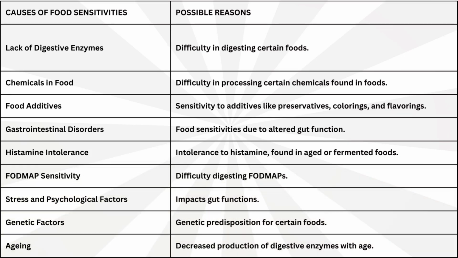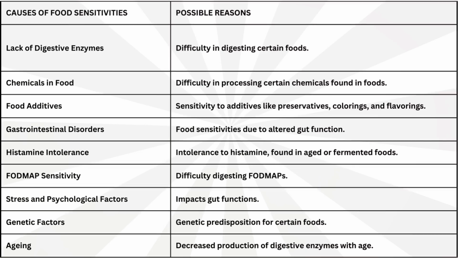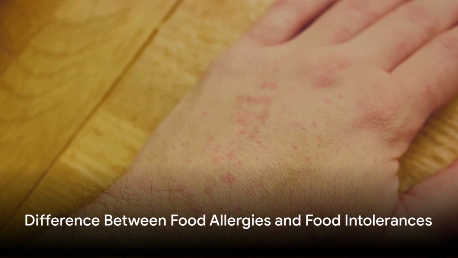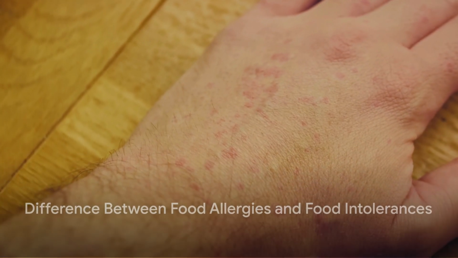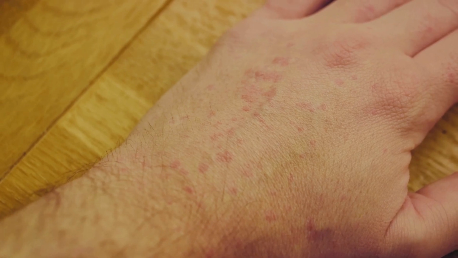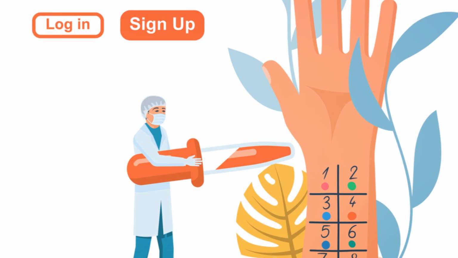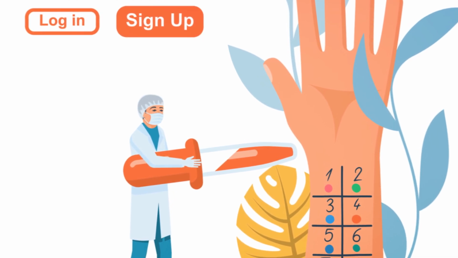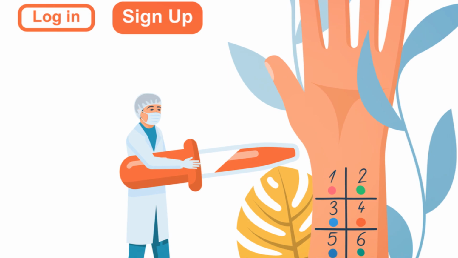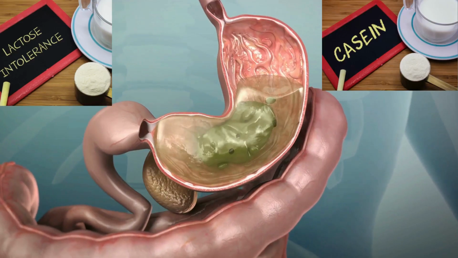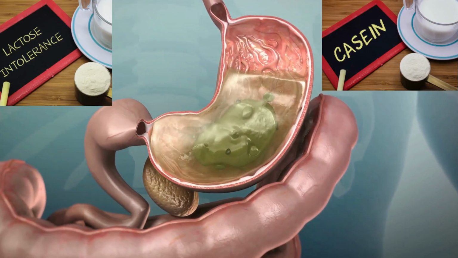Next, let us review this table of 9 categories of food sensitivities that you should be aware of. Lack of digestive enzymes, presence of certain chemicals, food additives, and possible existing underlying gastrointestinal issues are a few of these issues which could lead to food sensitivities and intolerances. Let us also understand the difference between food allergies and food intolerances. Food allergies are immune system reactions and can be life-threatening in severe cases, requiring immediate medical attention. Food intolerances, on the other hand, generally involve less severe reactions and primarily affect the digestive system.